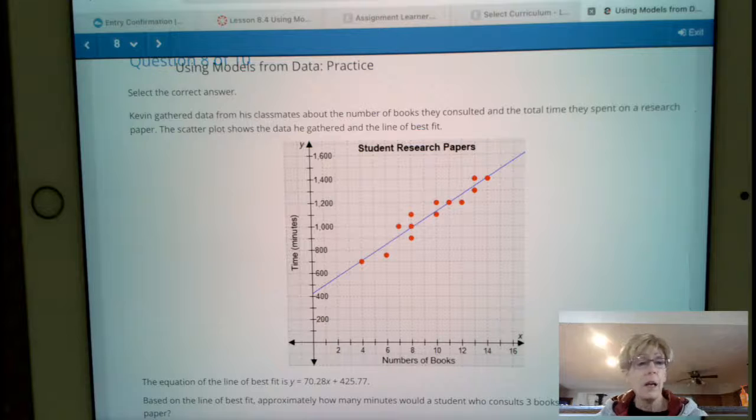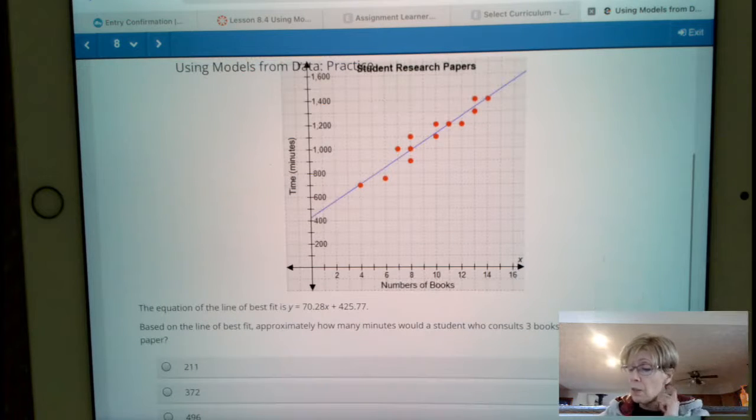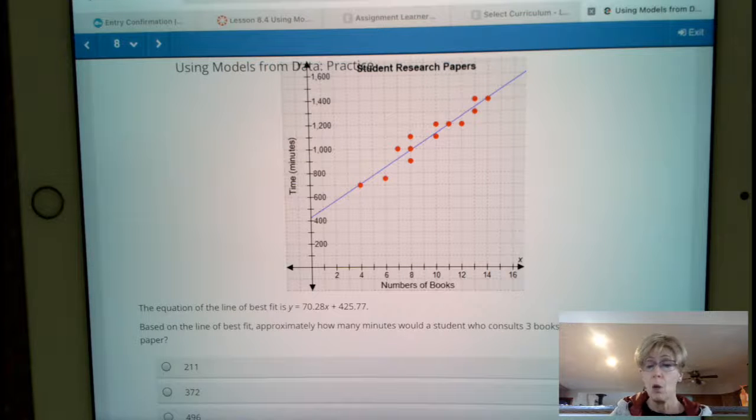So there's 2 ways to do this problem. If you notice down here on the x-axis, books, then we can go up to our line of best fit, and it's going to be a little bit more than 600. So if we look down here in our answers, what we see is 637.